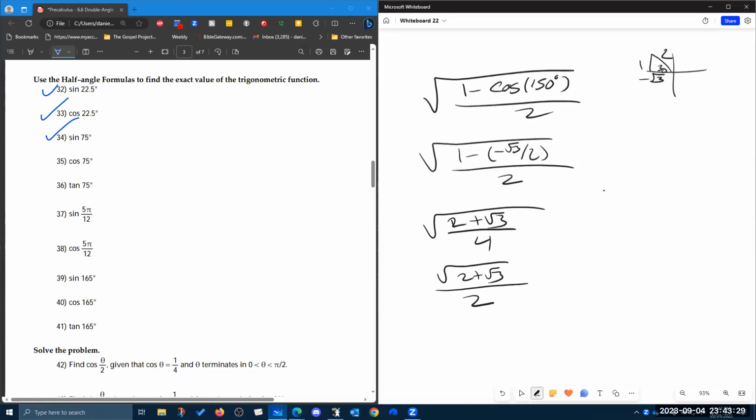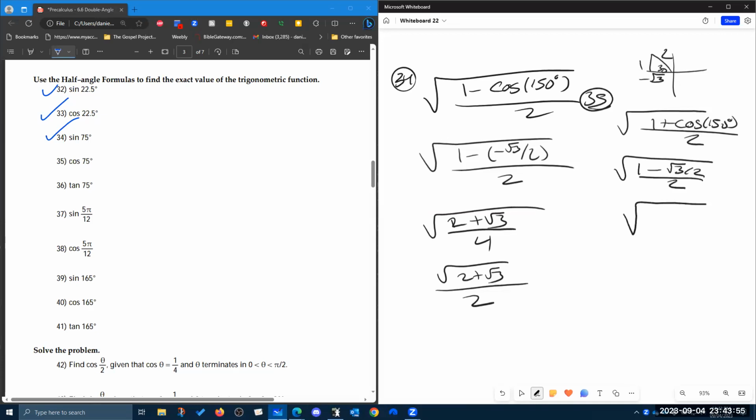Let's look at cosine of 75 degrees. Now, most everything is the same. Just this is going to be plus. So this is going to be like that.